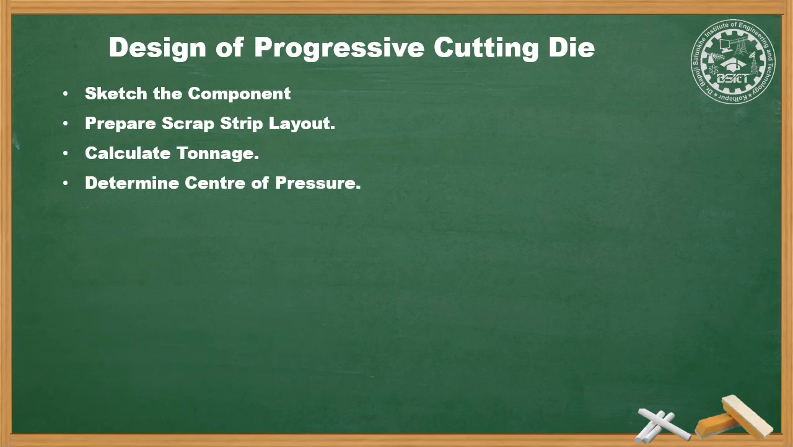Next step is to determine the center of pressure. When the shape of the blank to be cut is irregular, the summation of shear forces about the center line of the press ram may not be symmetrical. Due to this, bending moments are introduced in the press ram, producing misalignment and undesirable deflection.